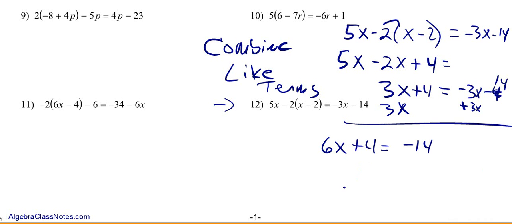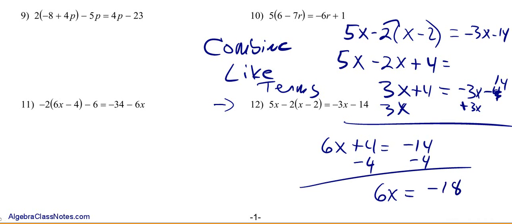Let's see, make sure I didn't make any mistakes. Plus 4, plus 4. Okay, we're looking good. 5x minus 2x is 3x. So we subtract 4 from over here, subtract 4 from over here. So you got 6x is equal to -18.